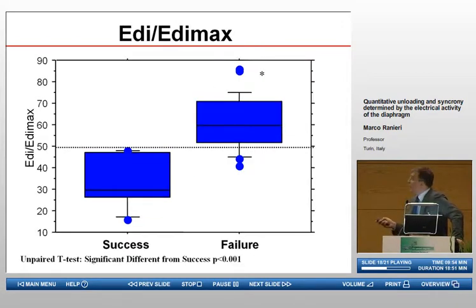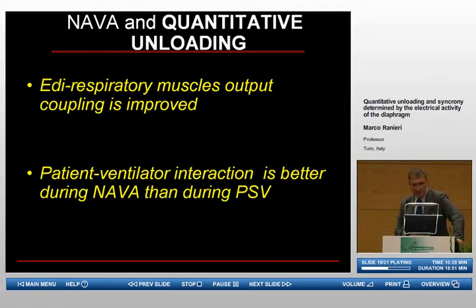It's not as clear as the measurement of the electrical activity of the diaphragm as expressed in relative terms to the maximum activity of the diaphragm measured during a spontaneous maneuver, a deep breath. Here you can see that the EDI max was able to predict weaning failure better than the gold standard. Now, this is a preliminary data analysis. Receiver operating characteristic curves should be obtained, but I think there is an interesting signal.